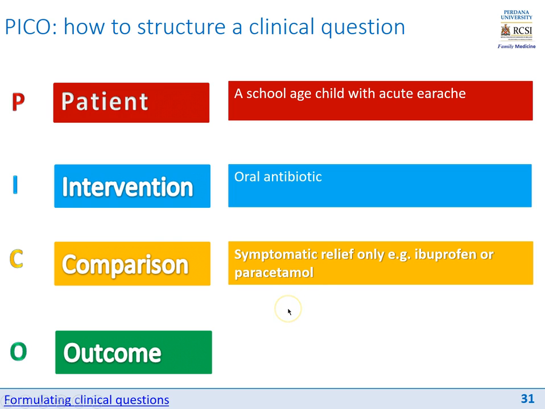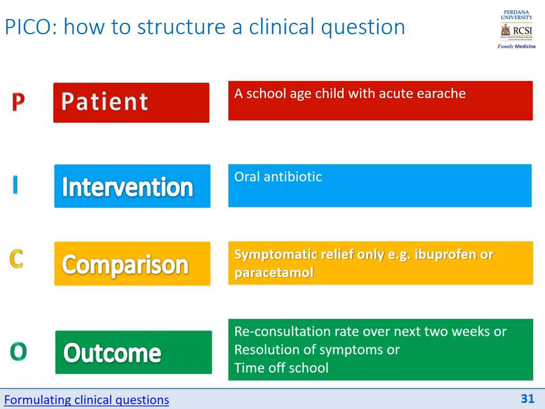And the outcomes, well, the mother has already suggested the outcomes to you, and they would be reconsultation rate over the next 2 weeks. Is he more likely to come back and see you because he didn't get an antibiotic? Resolution of symptoms, or particularly time to resolution of symptoms, and also time off school.